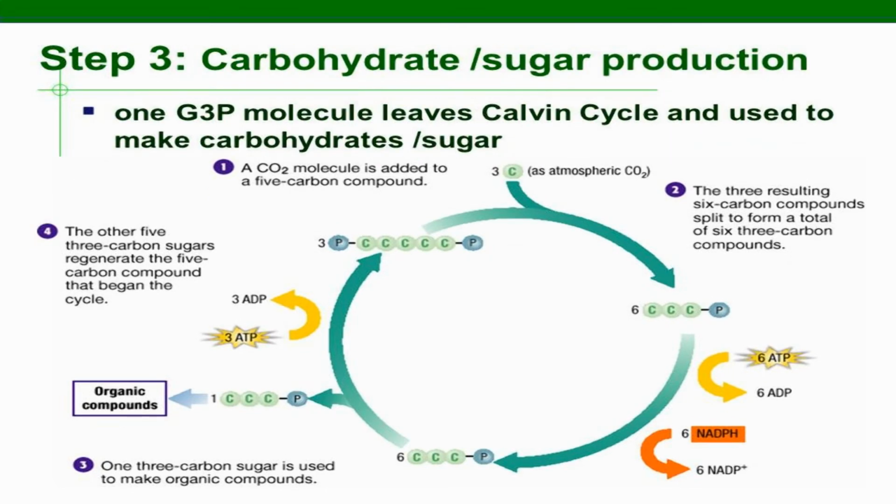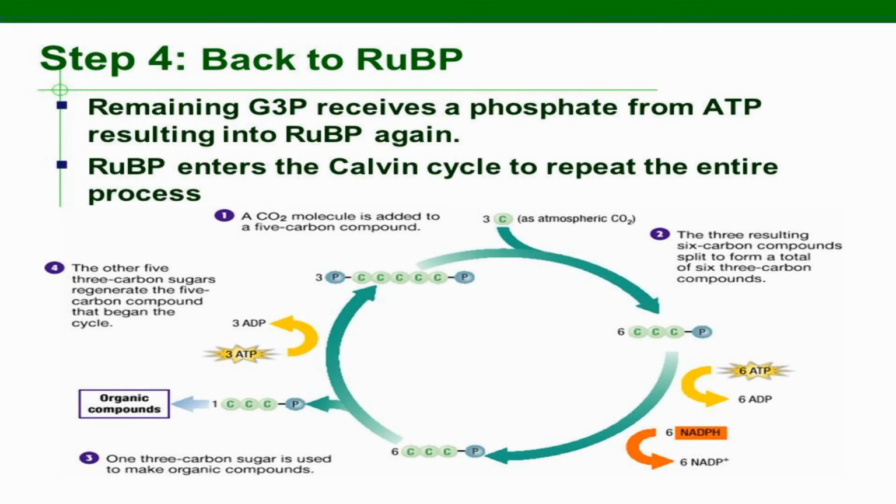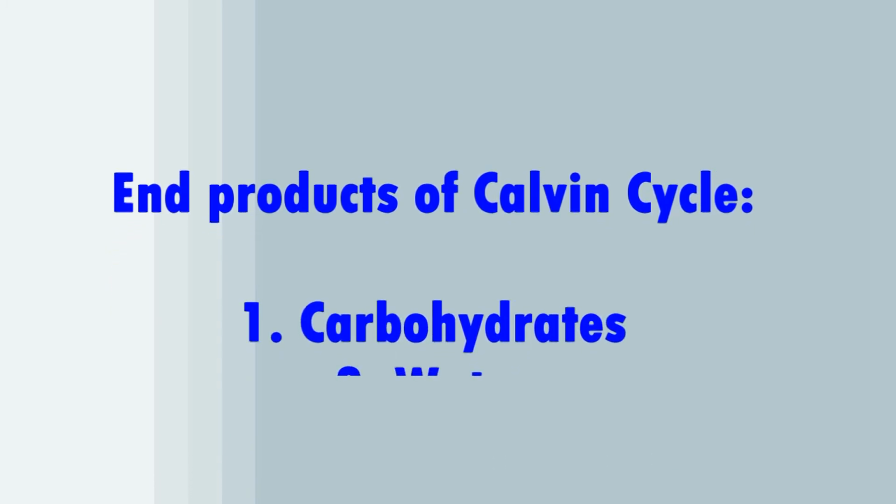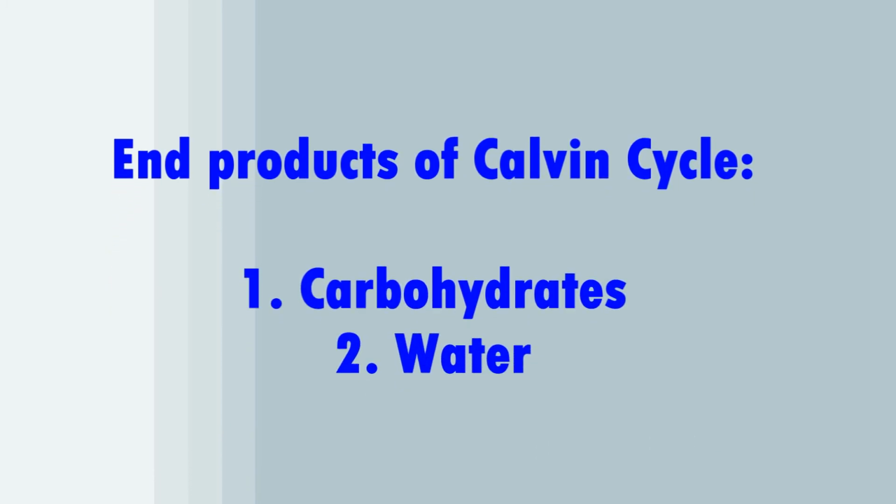After this, the sugar production will follow. One G3P molecule leaves the Calvin cycle and is used to make carbohydrates or sugar. The other extra oxygen and hydrogen molecules will be used up to produce water. The remaining G3P molecules receive a phosphate from ATP, resulting in RuBP again. These RuBP molecules enter the Calvin cycle to repeat the entire process. Thus, the end products of the Calvin cycle are carbohydrates or sugar and water.